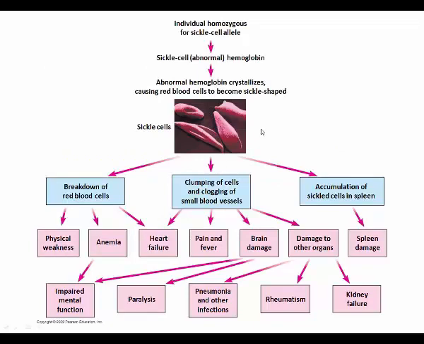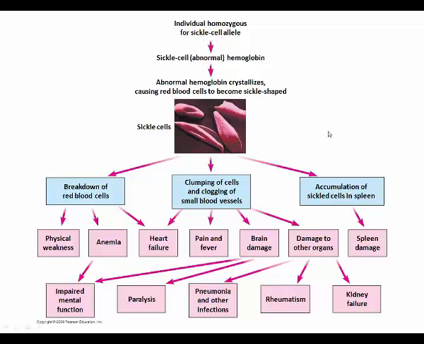This is a really dramatic example of a missense mutation and the consequences. Sickle cell anemia is an inherited disorder where if you are carrying 2 copies of a mutated hemoglobin gene, you have these varying effects.